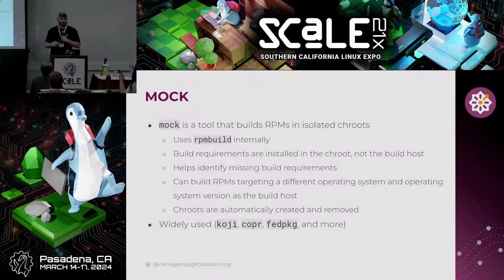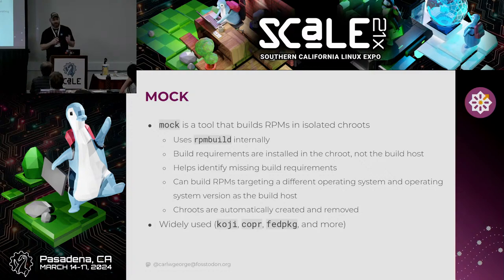And that lets you build RPMs in isolated chroots. It still uses rpmbuild internally in its guts, but it gives you the benefit that your build requirements are not installed on your host. They're installed inside that chroot and then discarded when you're done with the build. That'll help you identify any missing build requirements, because that chroot is a very stripped down, minimal, bare minimum structure for getting a build done. And it'll tell you, like, I also need these development libraries or this compiler installed to complete the build.